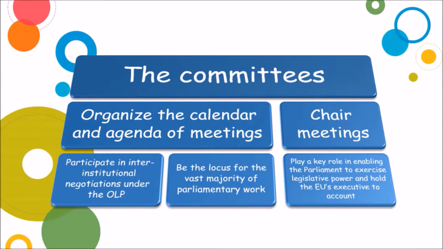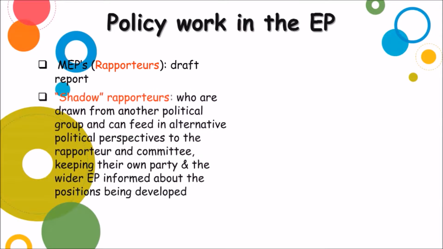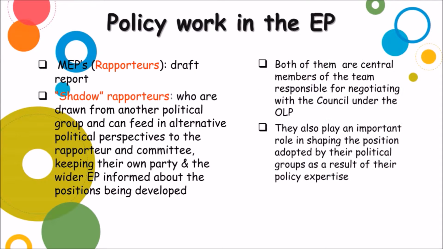Within the committees, MEPs are selected as rapporteurs to draft reports, and their work is aided by shadow rapporteurs, who are drawn from another political group and can put forward alternative political perspectives to the rapporteur and committee, as well as keeping their own party and the wider EP informed about the positions being developed. The rapporteurs and shadow rapporteurs are central members of the team responsible for negotiating with the Council under the OLP. They also play an important role in shaping the position adopted by their political groups as a result of their policy expertise.